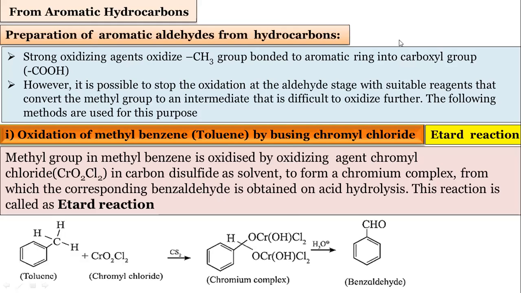Next reaction is preparation of aldehydes and ketones by using aromatic hydrocarbons. You know the term hydrocarbons. Once again I will explain. Hydrocarbons, these are the compounds which contain hydrogen and carbon. Such compounds are called hydrocarbons. Preparation of aldehydes by using hydrocarbons. Now you know, if strong oxidizing agents are used, the hydrocarbons are oxidized directly to the carboxylic acid. But we don't want carboxylic acid, we want aldehydes, so we have to stop the reaction at this aldehydic stage.